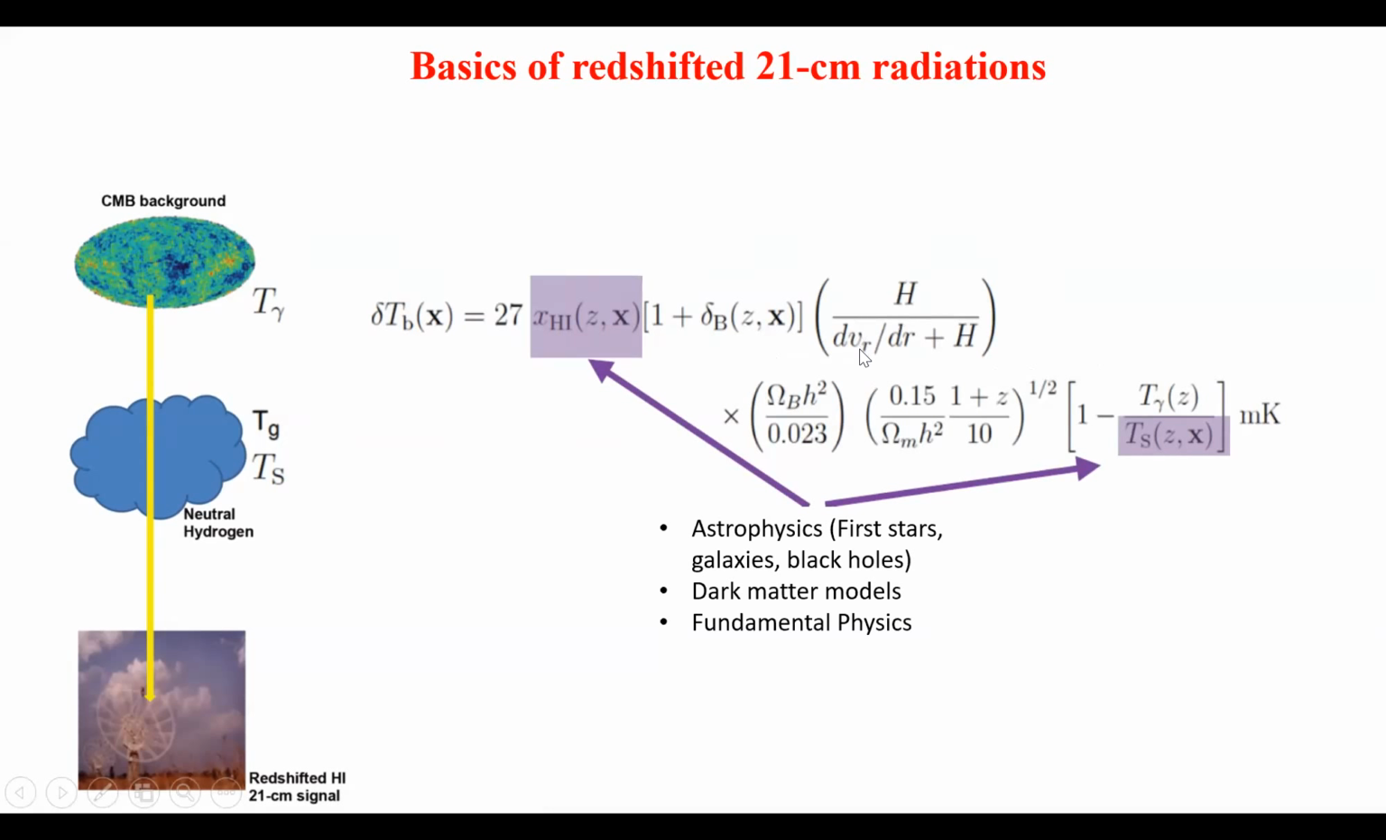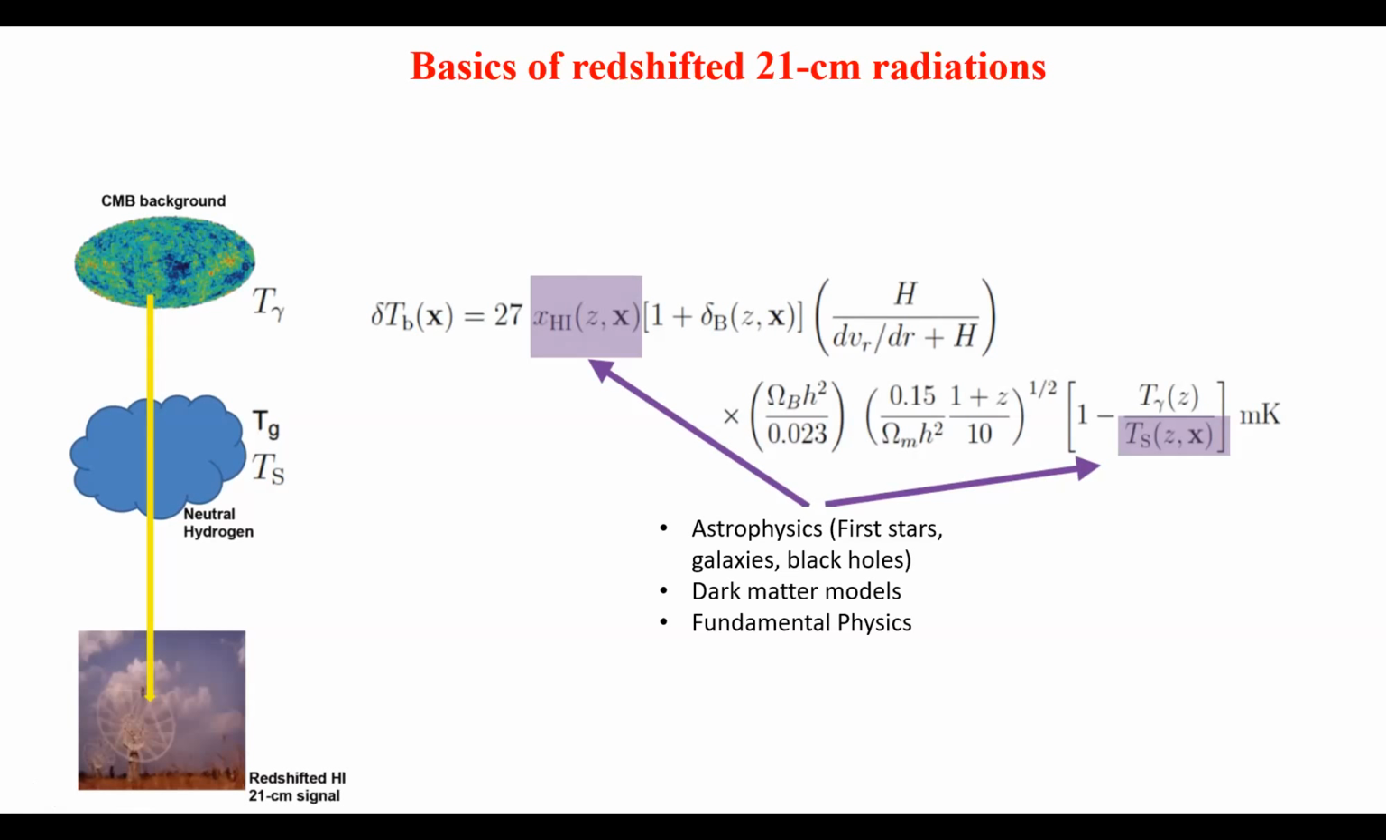For example, the cosmological parameters are constant. They do not depend on which direction you look at. However, the ionization fraction, the spin temperature, and also delta_B, the fluctuations in the baryon density, are all dependent on x and z.